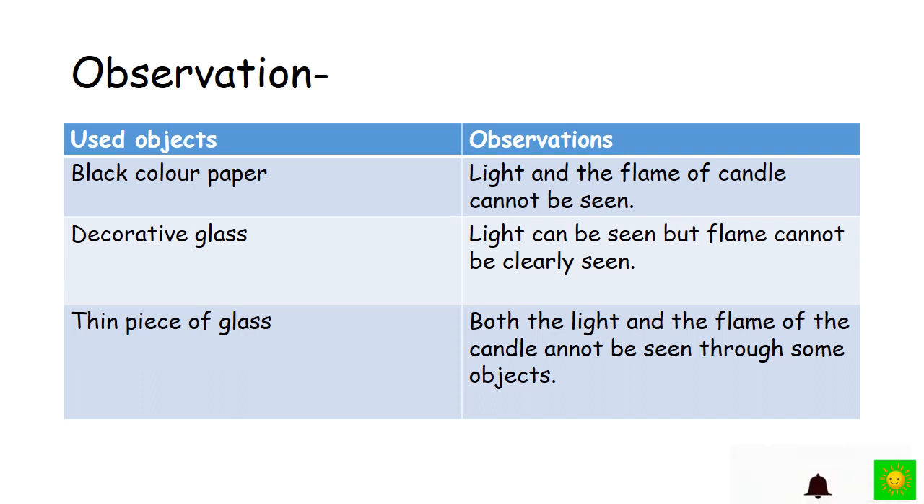I have given you some observations by using black color paper, decorative glass, and a thin piece of glass. Let's see what the observations are. Black color paper: light and the flame of the candle cannot be seen. Decorative glasses: light can be seen but the flame cannot be clearly seen. Thin piece of glass: both the light and the flame of the candle can be clearly seen.